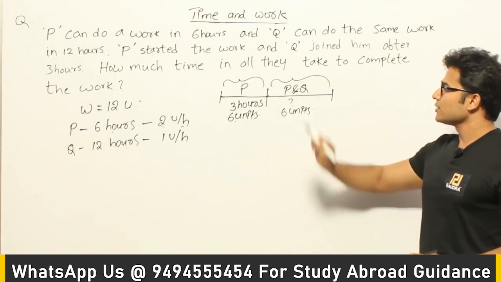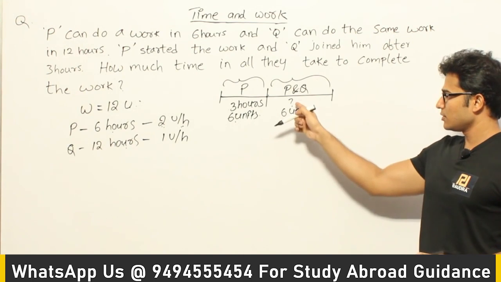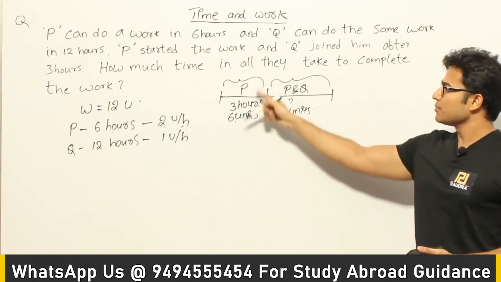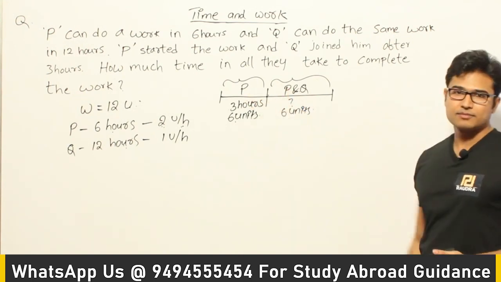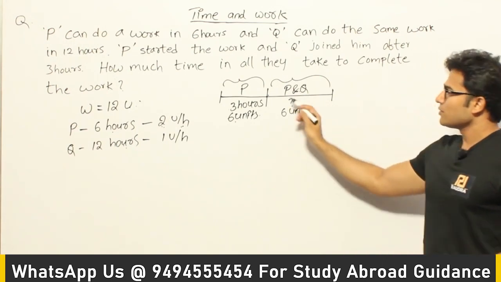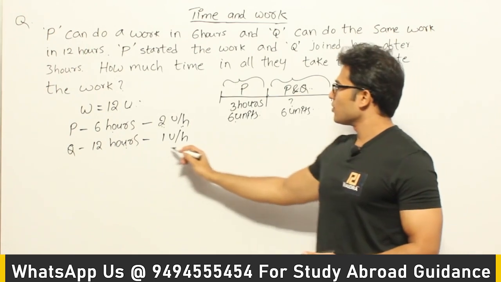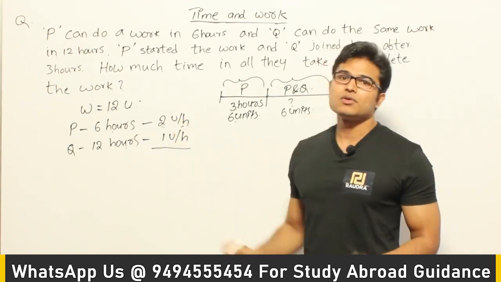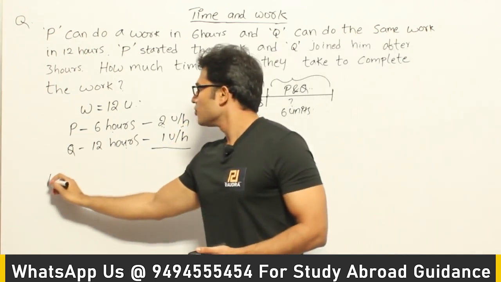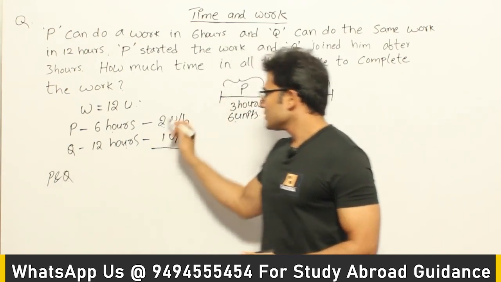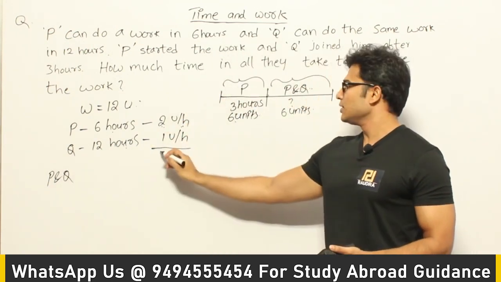Now they are asking what is the time required. If you can find the time required for this, the total time required will be 3 hours plus this time. Now let's try to find the time here. Both of them are working together, therefore you have to take the combined rate into consideration. If P and Q are working together, then what is the net rate they can produce? 3 units per hour.